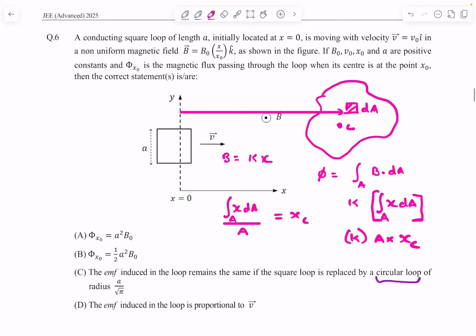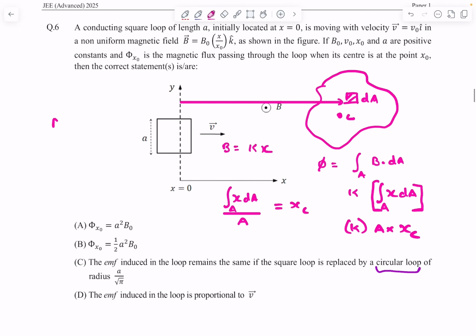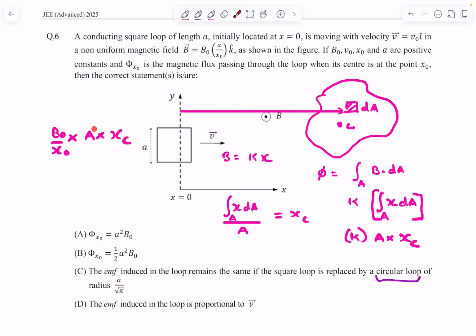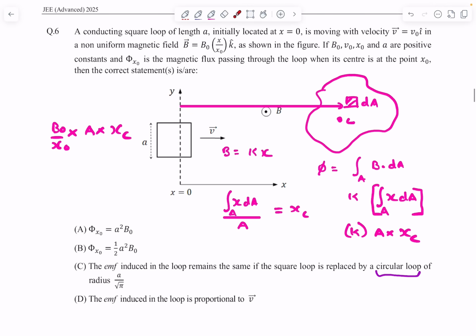So I guess here it was B naught over X naught. So it will become B naught by X naught multiplied by the area of the loop multiplied by the X coordinate of the centroid. In fact, this is the only thing it depends on. And that's why for the circular loop and the square loop, the answer will turn out to be the same, because the area is going to be A squared for both of them. So yeah, that's basically it for this problem.